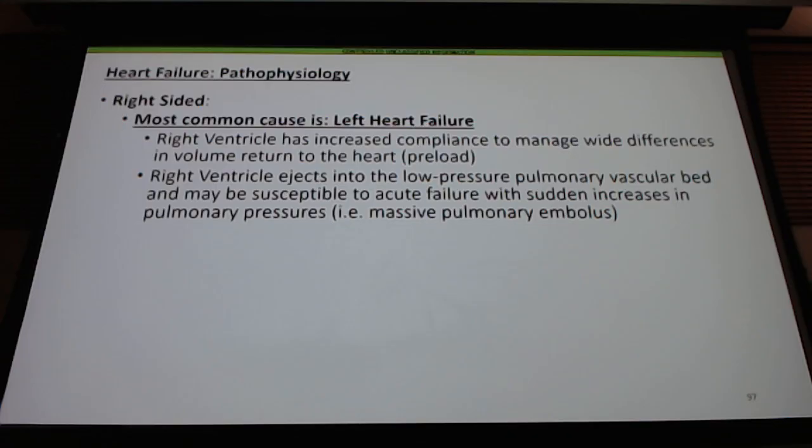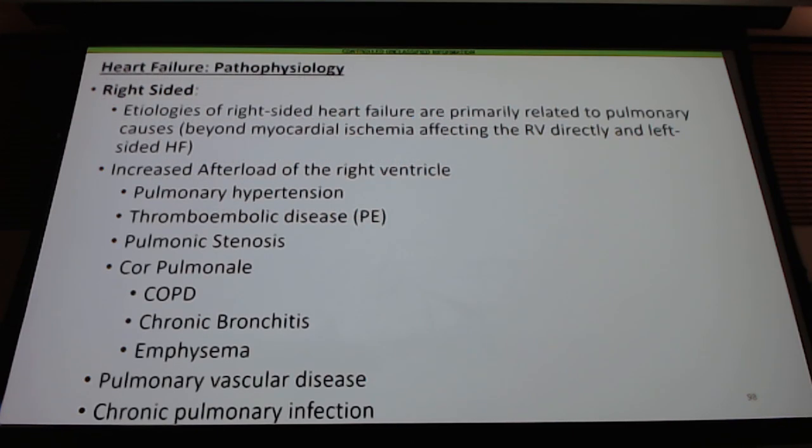For right-sided, the most common cause of right-sided heart failure is the left side is failing, and it's just causing problems in the lungs, which then causes problems to the right ventricle. But when we look at primary things that affect the right side but don't affect the left, we have to think and consider the pulmonary system for this. So do you have pulmonary hypertension? Is there a large PE? Things that are going to cause a rapid increase in the afterload that the right ventricle has to work against.